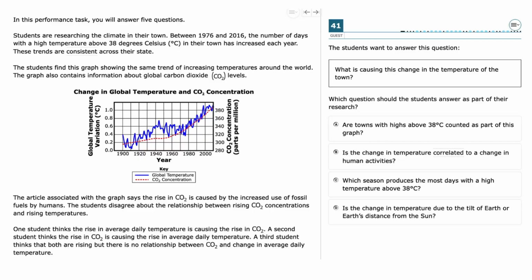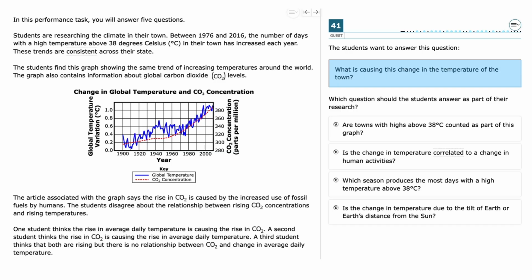This problem is about a group of students trying to understand why temperatures in their town have been getting hotter over the years. They see a graph that shows global temperatures and carbon dioxide, CO2, levels both going up over time. They're trying to figure out what is causing the rise in temperature. They are asking the question, what is causing this change in the temperature of the town?